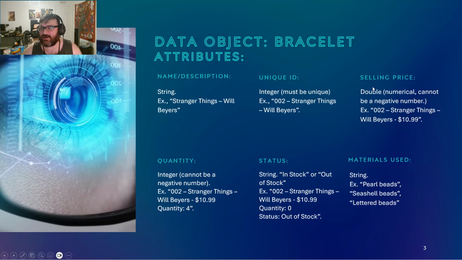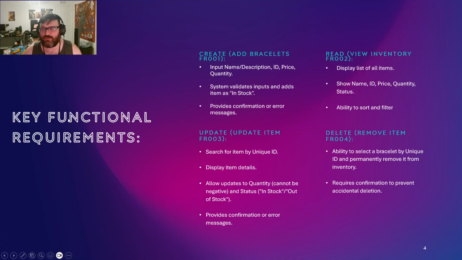For our selling price, it's going to be a double. It's going to be numerical. It cannot be a negative number because we are dealing with money. We're not giving away stuff for free in her business. An example of how that would look, I forgot to mention for the unique ID, would be 002 Will Byers here.